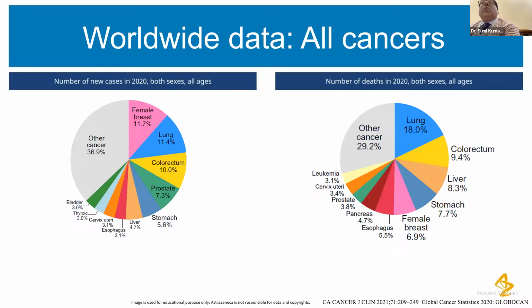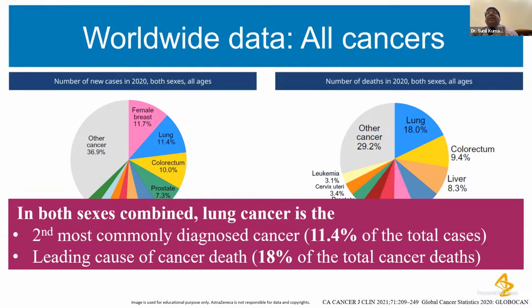Before that, I just want to say that globally, if you see the magnitude of this disease as per 2020, in both sexes, it is 11.4% in total. But if you see the mortality, despite a multidisciplinary approach, where we are talking about surgery, chemoradiotherapy, immunotherapy, the mortality is very high, 18% in both sexes, as per the 2020 data. You can see this is the data which I have discussed with you.